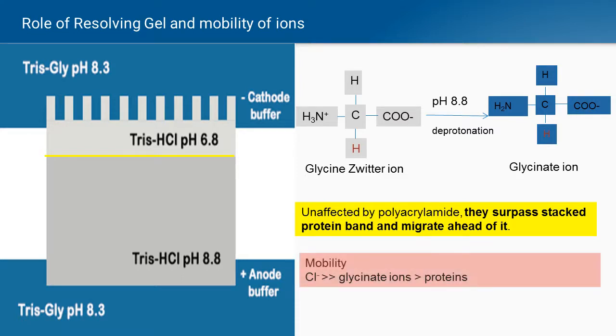So the order of mobility from anode, the positive terminal, to cathode, the negative terminal, is chloride ion moving the fastest, followed by the glycinate ion, followed by the SDS bound proteins. So I hope students you have understood why there is a change in the mobility of glycinate ion in stacking gel and resolving gel.